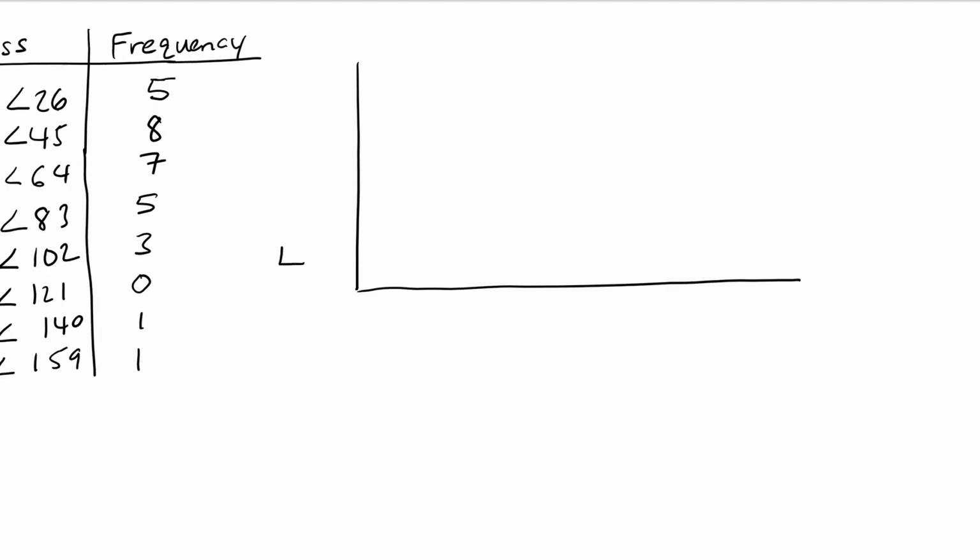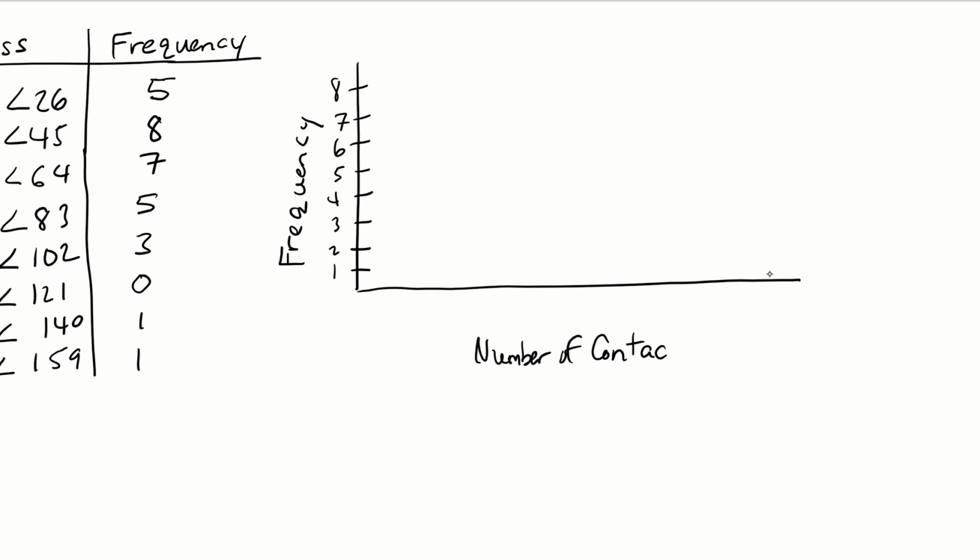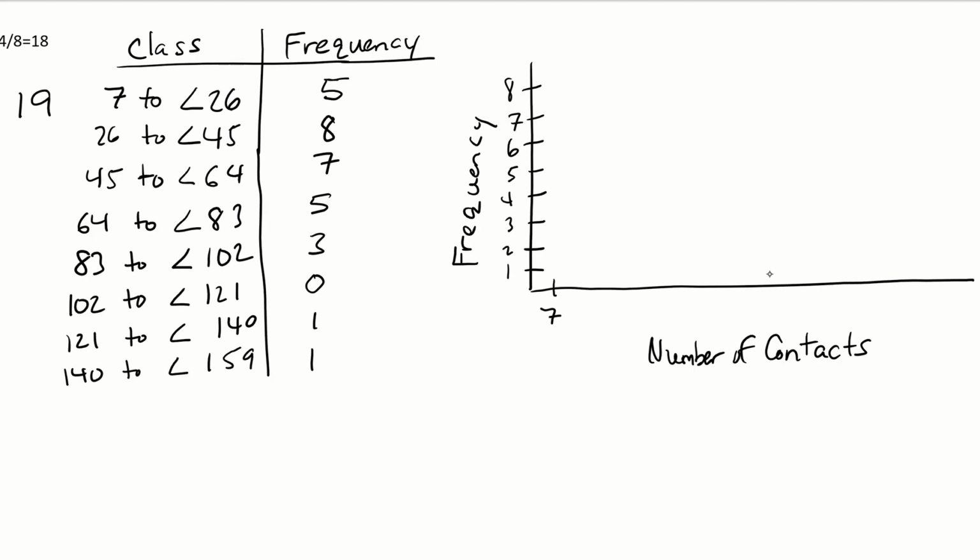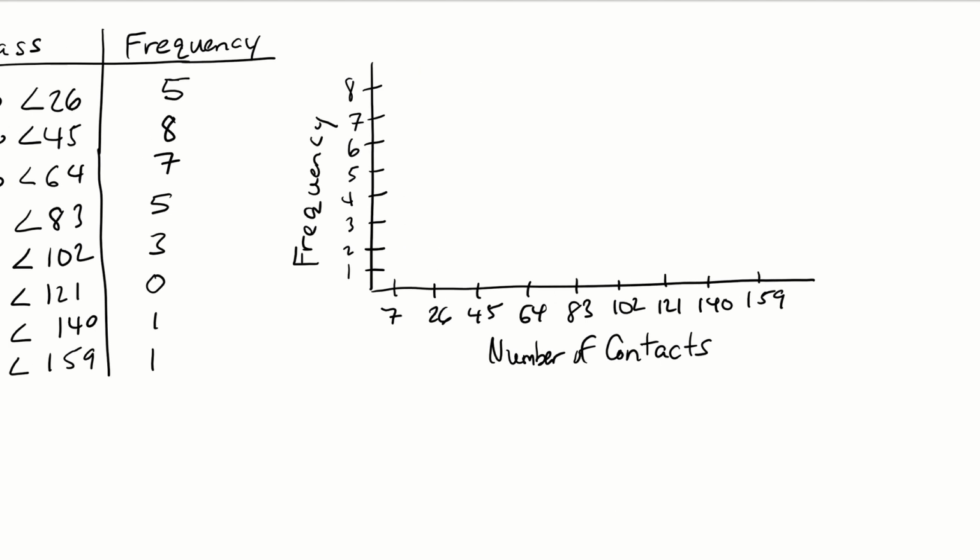We have our frequency on the y-axis, and we're going to go up to 8. Then we have our number of contacts here. Okay, so we're going to use our class numbers, our class limits. And then we can start drawing our bars here.